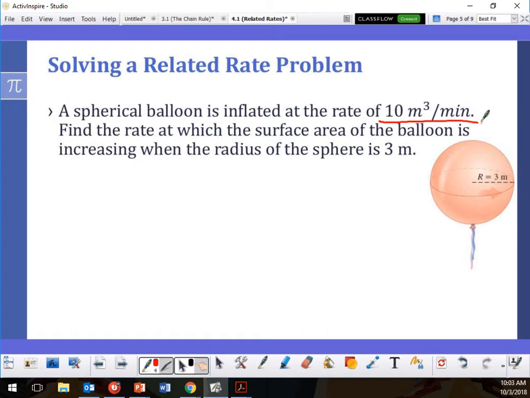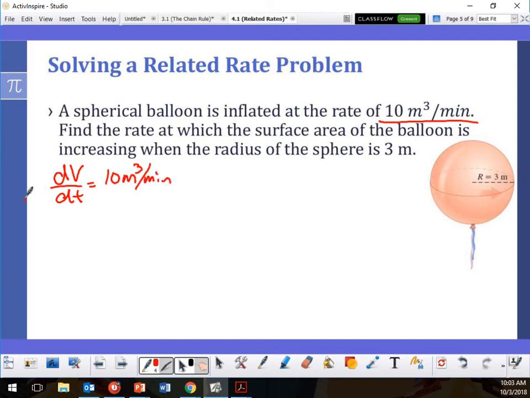So what is that information going to give me? Is it cubed? Yeah, it's volume. So therefore it's volume, right? Is it a rate of volume? Yes. It is a rate of volume. So I would write that as dV over dt, which is 10 meters cubed per minute.